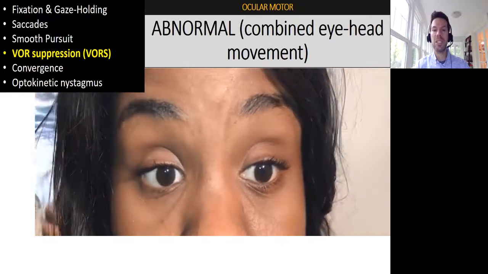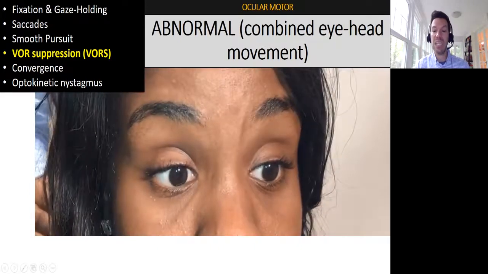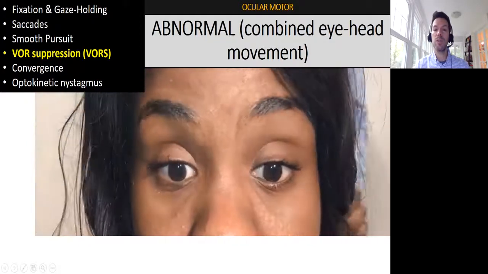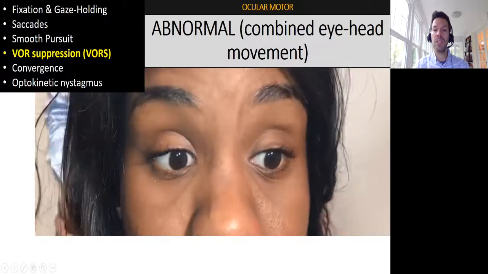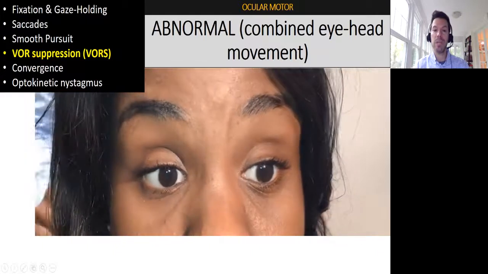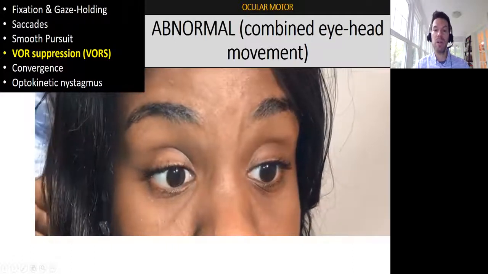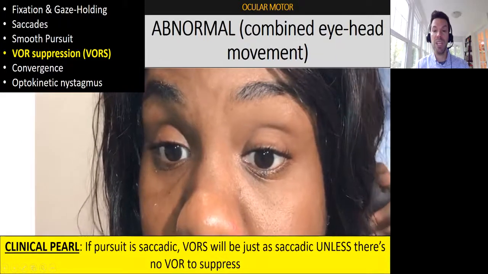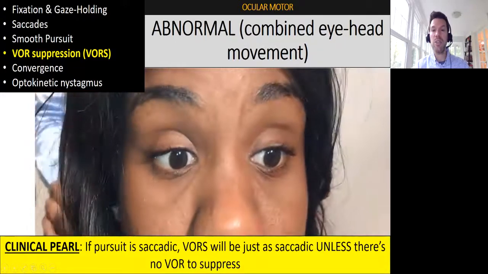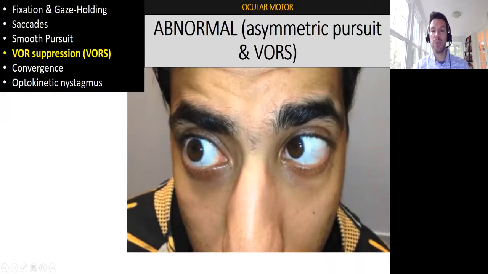If smooth pursuit was as saccadic as it was in her, but VOR suppression looked really good, then you could automatically say, without even doing the head impulse test, that she has no VOR to suppress. So she has a loss of the vestibulo-ocular reflex. But in this case, it looks just as choppy, so you can say without doing the head impulse test that she has a VOR to suppress. She does not have bilateral vestibular loss. So again, the point here, if pursuit is saccadic, VOR suppression will be just as saccadic unless there's no VOR to suppress.